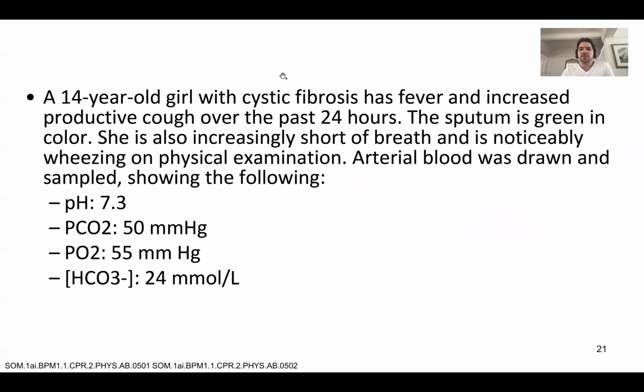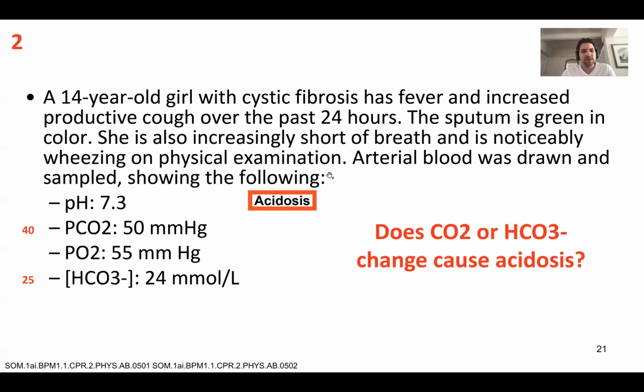All right, so cystic fibrosis, that causes lung problems, increased productive cough. Okay, so it could have a fever. So first step, acidosis or alkalosis. Acidosis, right? Should be 7.4. It is 7.3, okay? So acidosis. Second step, what caused the problem? Is it respiratory or is it bicarb?